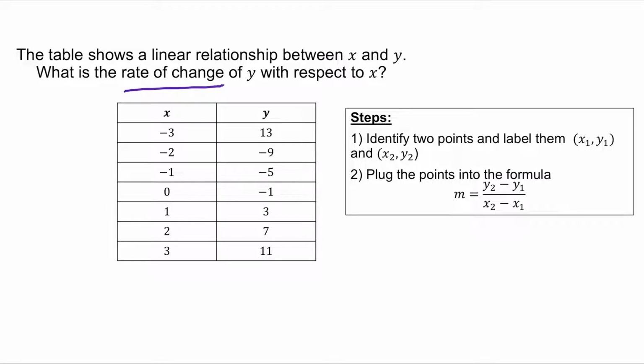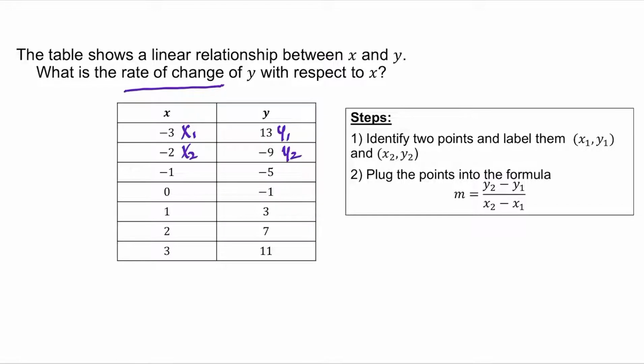So what we're going to do is identify 2 points and label them x1, y1, and x2, y2. Remember that your x and y values must stay together. For example, if I label -3 as x1, that means that 13 has to be y1. If I label -2 as x2, that means that -9 must be y2. So make sure that you're keeping the x and y values together.